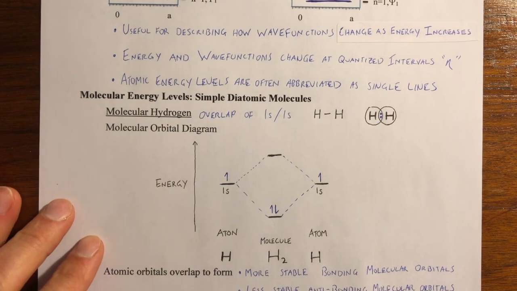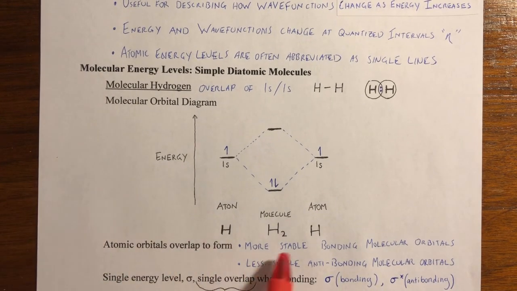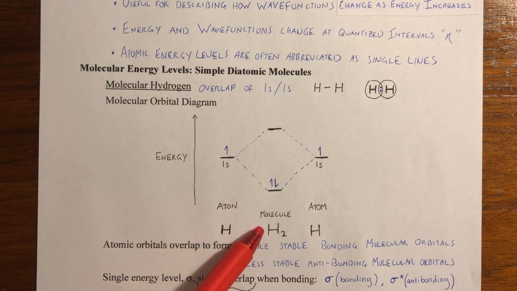So let's see what's happening here. We have atomic orbitals overlapping. More stable bonding molecular orbitals are then formed. So this is a bonding molecular orbital in the molecule H2.